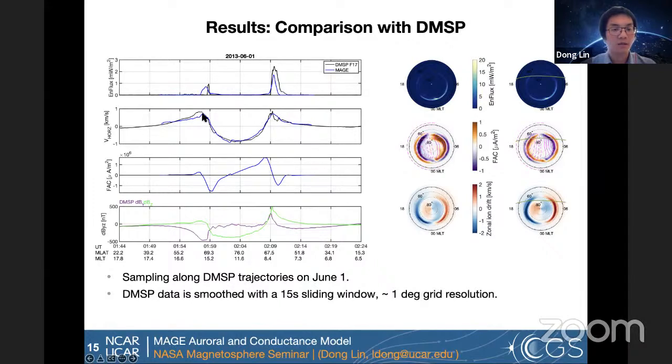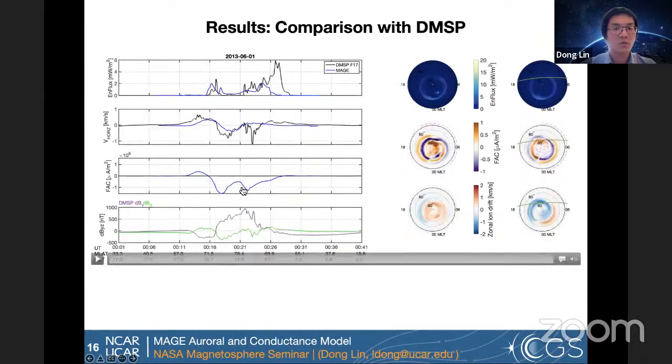And this is a comparison of the convection pattern, which you can see is also in very good agreement. This is the convection pattern and the field line current from the model, and the bottom is a proxy of the field line current from the DMSP measurements, which basically shows a magnetic variation where the gradient implies the field line current. So overall, this is showing a good data model comparison. And that's just one snapshot.